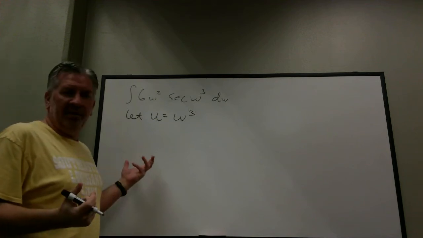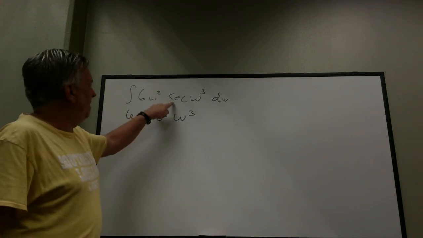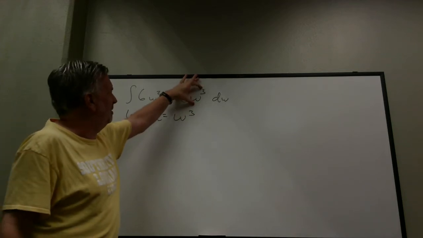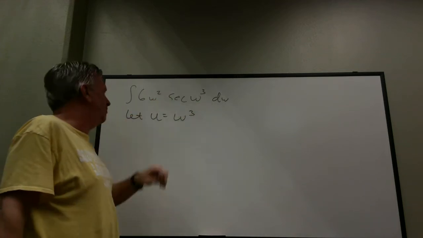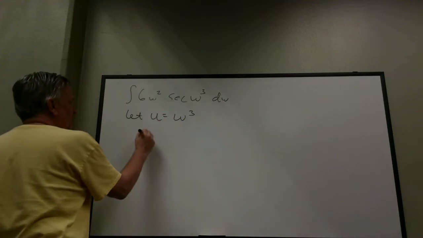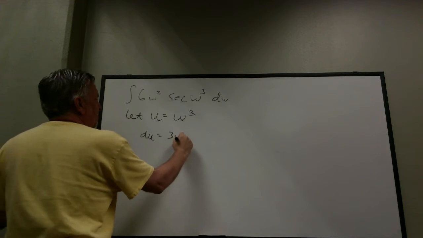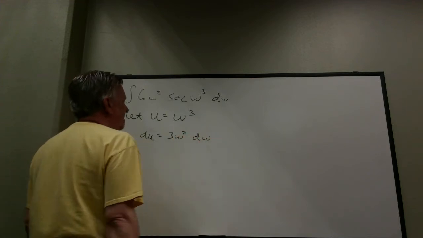And that eliminates one of the issues I mentioned before, right? It's not just secant w, it's secant of stuff. If you let u be w cubed, it's secant of u now, and you don't have your stuff. Now, why is this reasonable to do? Because if you take du, the derivative of w cubed is 3w squared dw.